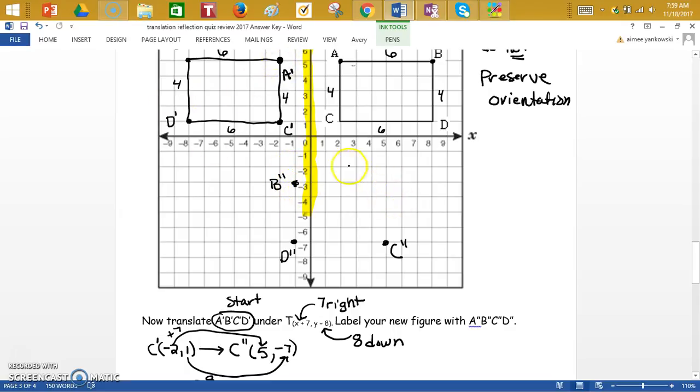I could count 6 across, and I know exactly where A is going to be. 1, 2, 3, 4, 5, 6 across. A double prime has to be there because I know the distance here remains 6. And you'll see this distance here remains 4. 1, 2, 3, 4. But again, I could go 7 right, 8 down from A prime also. 1, 2, 3, 4, 5, 6, 7 right. 1, 2, 3, 4, 5, 6, 7, 8 down. Alrighty, there's my double primes.